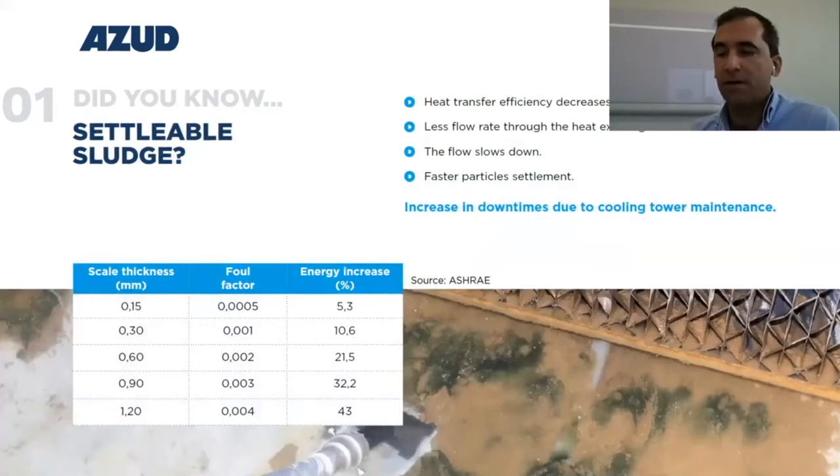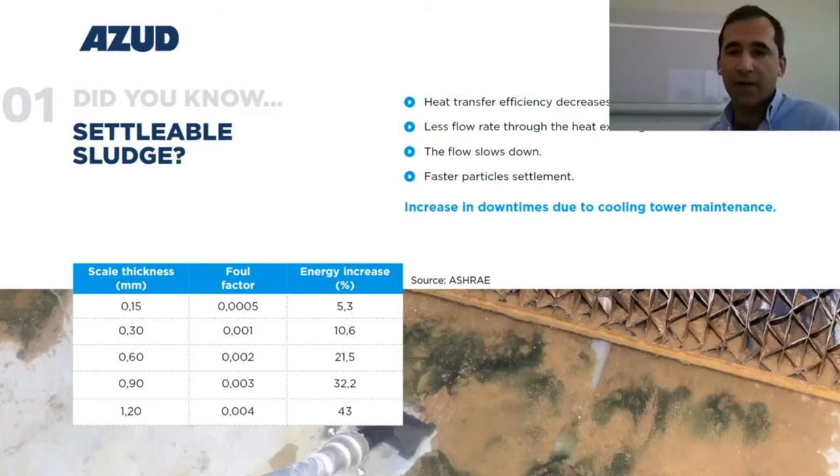So what are the types of contamination particles from these different sources? First, we have settleable sludge. Mineral and organic sediment accumulation through the water circuit can decrease the heat exchange performance. For example, a 0.3 millimeter scale on the heat exchange surface will increase your energy consumption by 10% in order to achieve the same cooling efficiency. So you will need to pump more water to maintain the heat transfer coefficient.